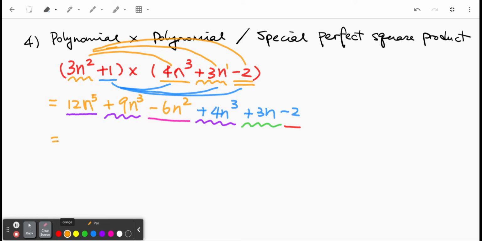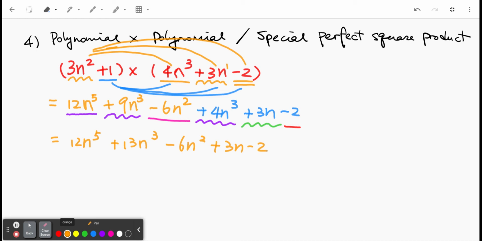Okay, so we write the standard form, meaning you write the highest power first. So 12n to the power 5, then n cubed: 9 plus 4 is 13n cubed. Then it's negative 6n squared. Then it's just 3n and negative 2. So this is your answer.